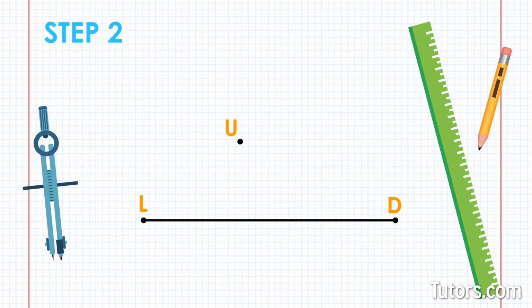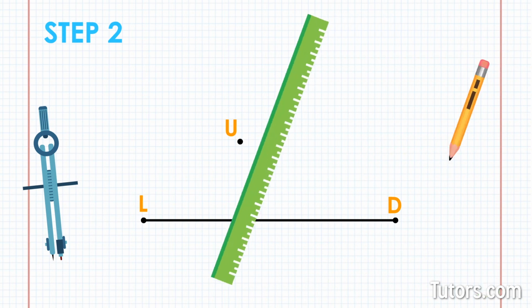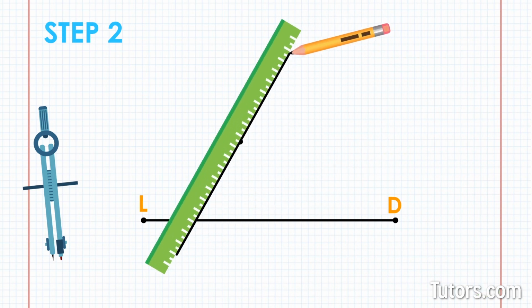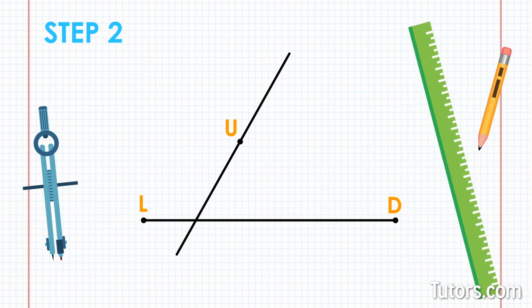Step 2. Next, we will use our straight edge to construct a transverse, a line intersecting your original line and going through your point above the line. Try to make it at an angle that's not 90 degrees. This will make your work clearer to you. Label the intersection of your transverse and your original line with another letter not already used. We will call ours point E. So far, we have line LD intersected by transverse UE.